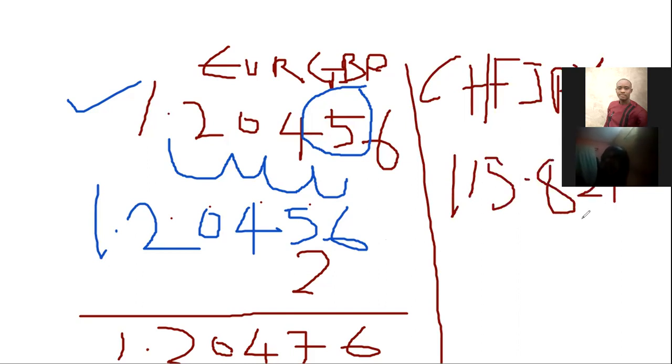So 115.821, then what do I do? Let's say I want to add 4 pips to it. What would that be? That would be 115.821. You come here and put the 4 under.